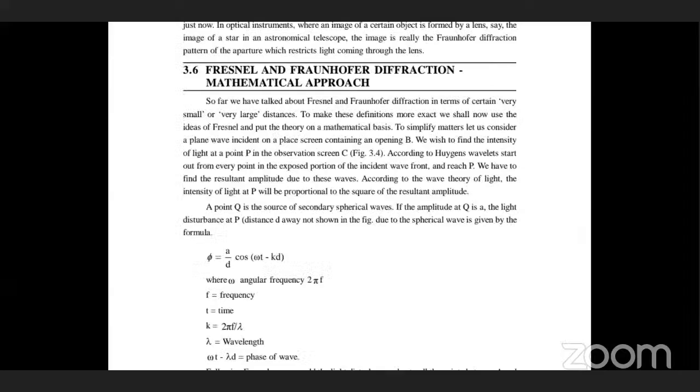Expressions 15.1 and 15.2 are the basis for calculating diffraction patterns in a simple way, and will be used in the next three units. Here, what is the path difference, what is the phase difference, and finally, what is it.